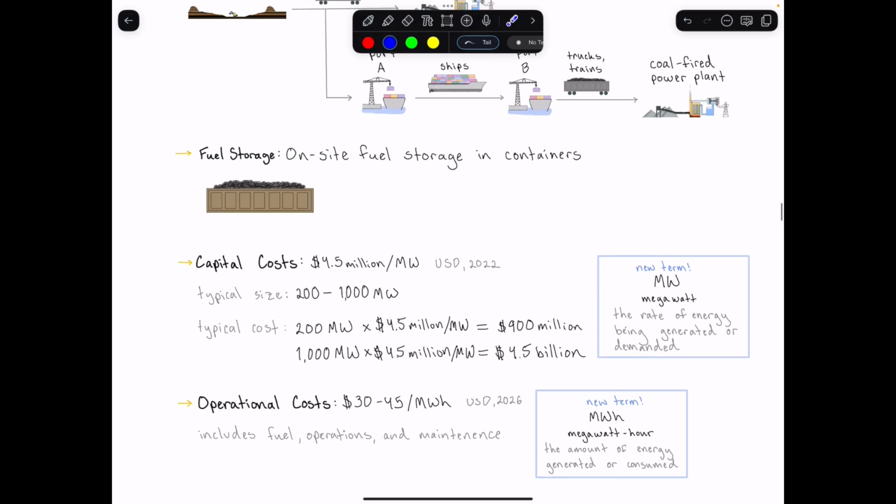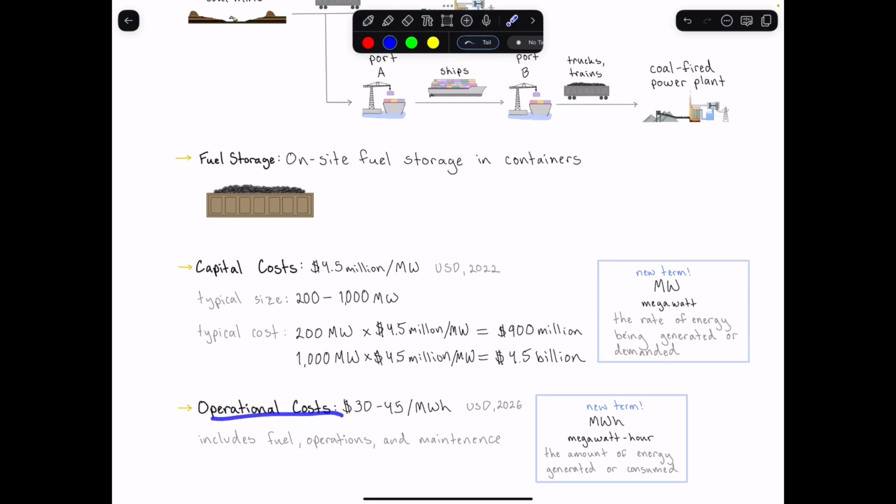Okay. The next thing I wanted to go over was the operational costs. Once the power plant is built, it's still going to cost money to operate it. This includes things such as the fuel itself, so the coal. This includes paying the operators to operate the power plant, as well as maintenance to replace parts when things break or wear out. And I'm also going to be introducing this other new unit called a megawatt hour, which is notated by a capital M, a capital W, and a lowercase h. And a megawatt hour is an amount of electricity.